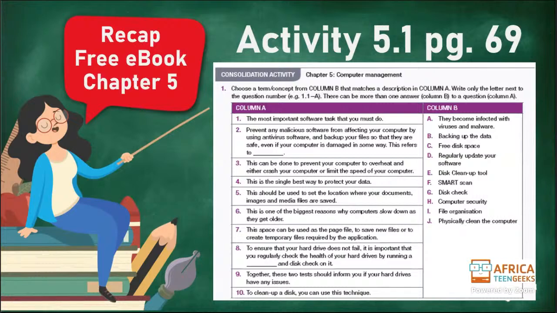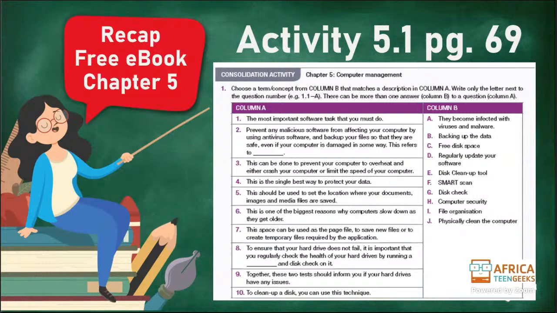Is it B or C? It should be C. Remember, the operating system uses the free disk space to create virtual memory, right? So this must be C, right? Okay, good, yeah, there.